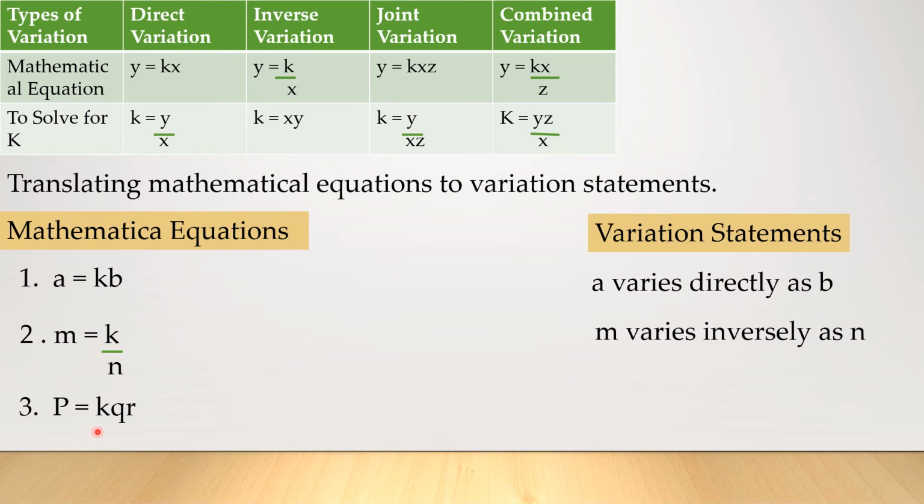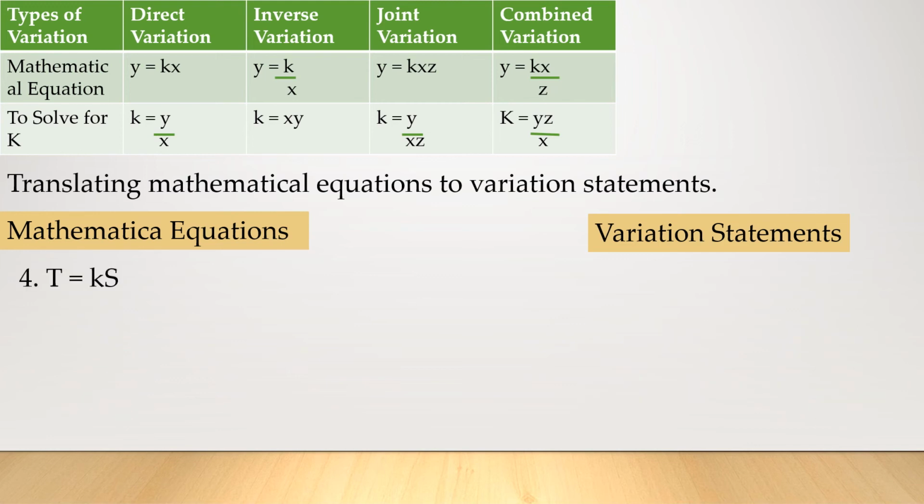Okay, we have here P is equal to K times Q times R. So it involves three variables now, or three quantities, which means this is now joint variation. So how are we going to say joint variation? The joint variation statement, that is, P varies jointly as Q and R. Okay, what about this one? T is equal to Ks. What kind of variation is this? This is direct variation. So you can say that T varies directly as S.